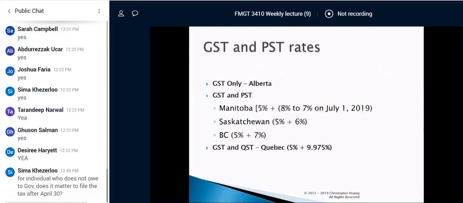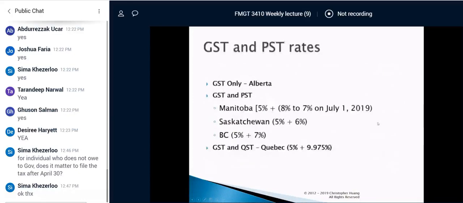Okay, I'm running low on time. If you don't owe tax, do you need to file by April 30th? The answer is you should. If there's an error later on, the government can come back to you and hit you with penalties. And also, if you don't file on time, the government may come back to you and send you a demand notice to file, and then you need to file. So generally speaking, there's not a great excuse not to file by April 30th. Normally.